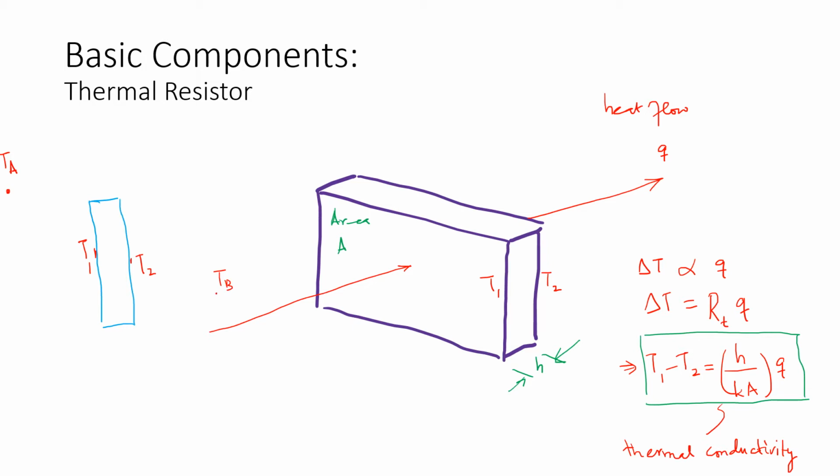So what happens from this TA all the way to T1, and what happens from T2 all the way to TB, still needs to be explored. We will see that later. But at this particular stage, this thermal resistance is just observing what is happening through this element, and that is actually what we have modeled in a linear relationship over here. So this expression that we have derived is relevant only for this case, not for what is happening from point A to the surface of the wall on this side, or what is happening from T2 all the way to some other point TB.